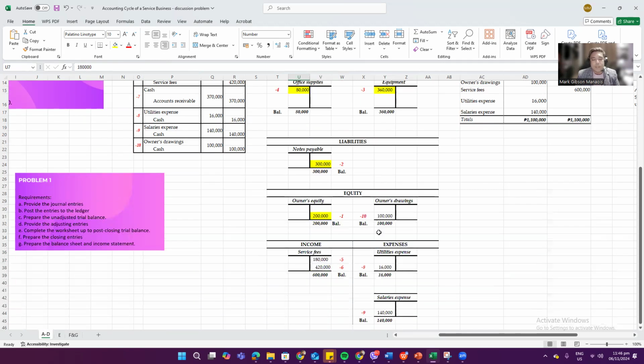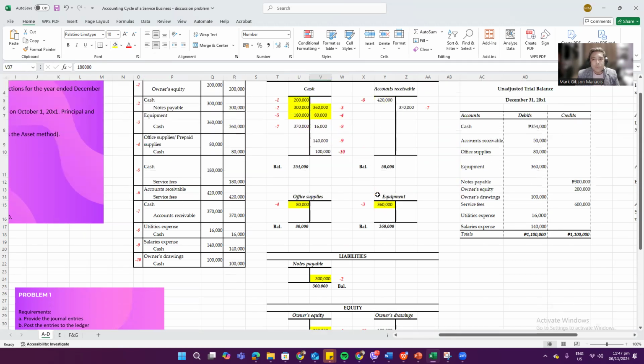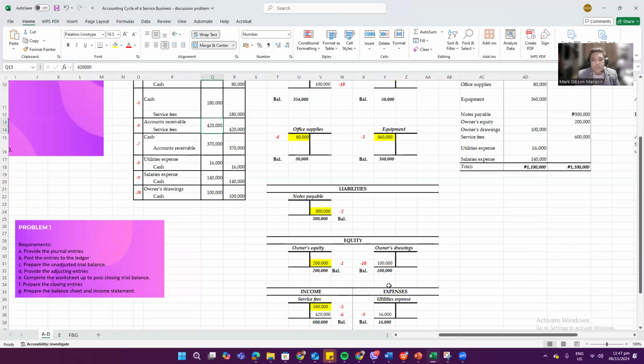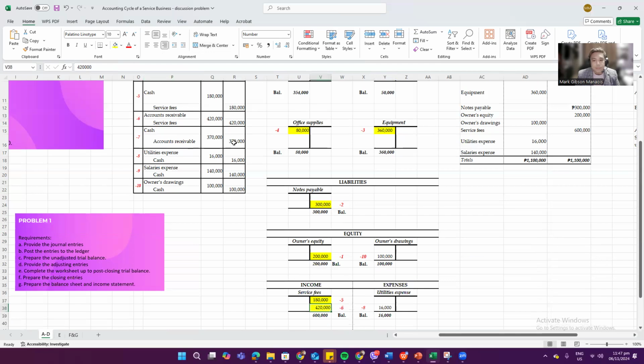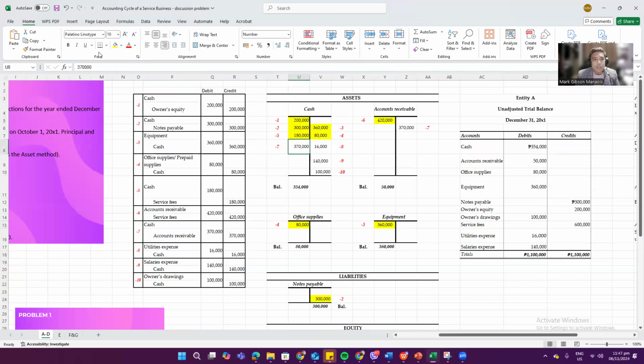So punta tayo dun sa income. So we have 180,000, followed by accounts receivable of 420,000. So, debit. That's 420,000. And then service fees again of 420,000. Okay na tayo sa number 6. Number 7, debit cash, 370,000. So nakakolect tayo. And then credit, 370,000 accounts receivable.